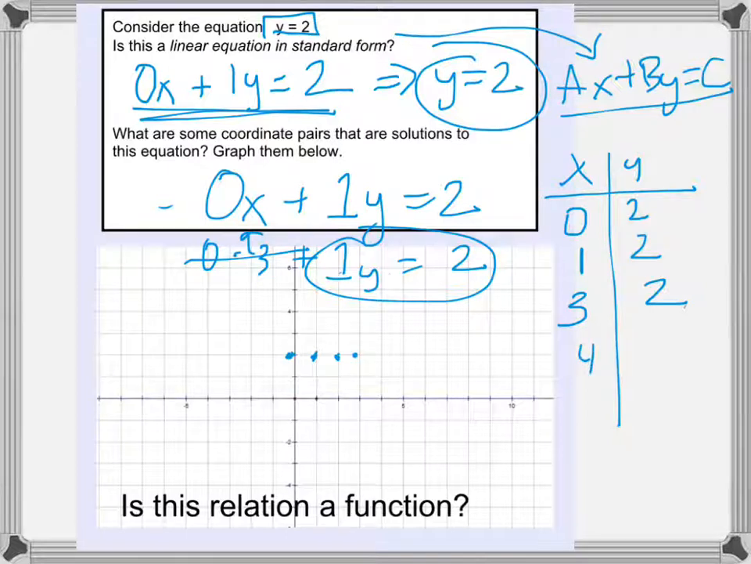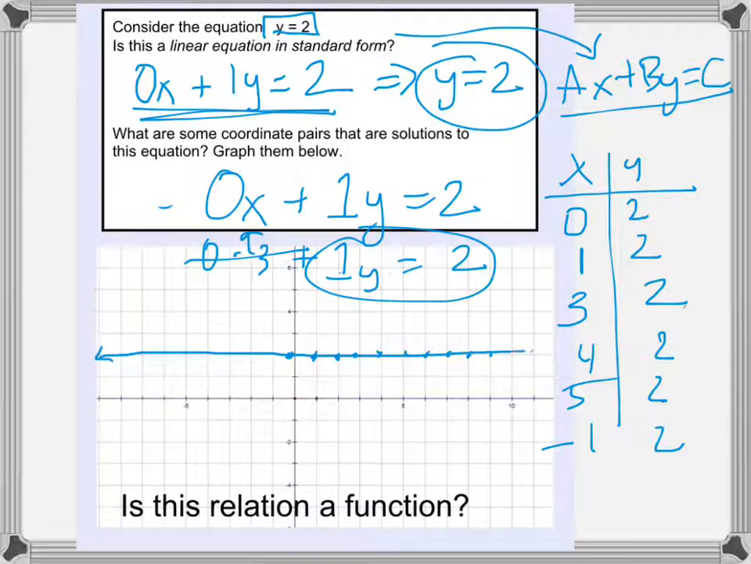So some more points would be (4, 2), (5, 2), and (-1, 2), right? If you start putting these points together and draw a line, you're going to be left with a horizontal line. And this is the line y equals 2.